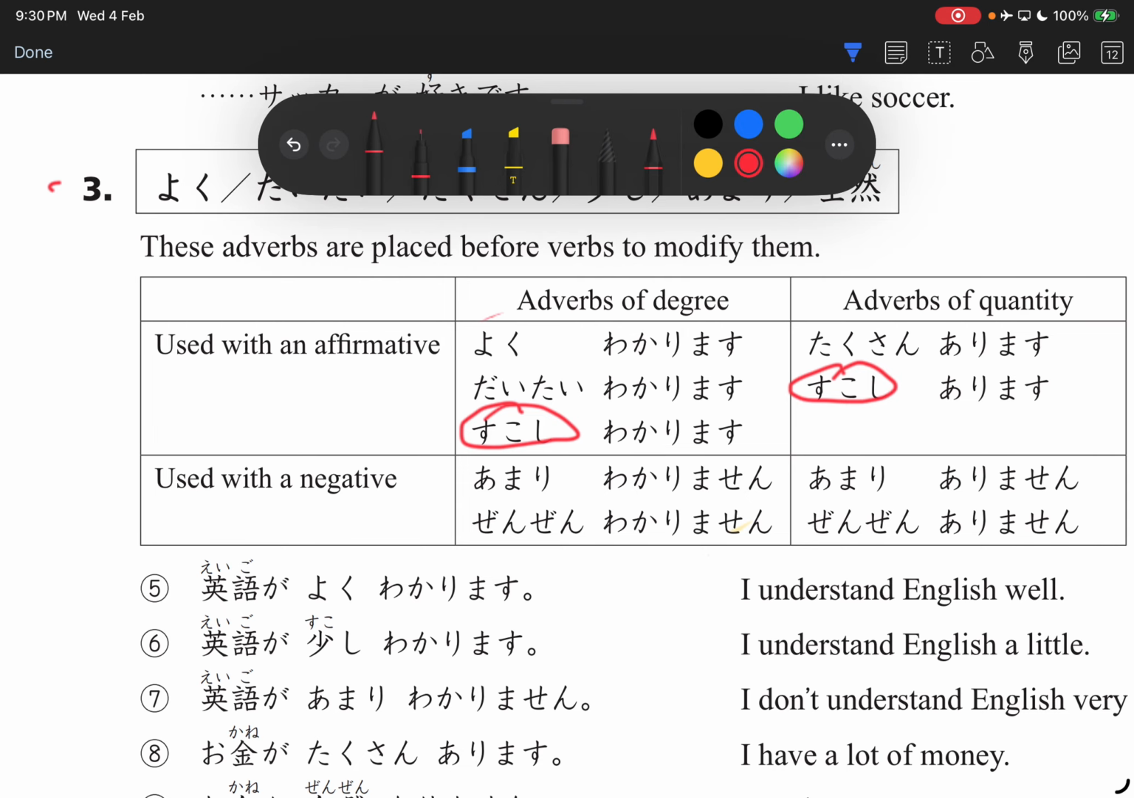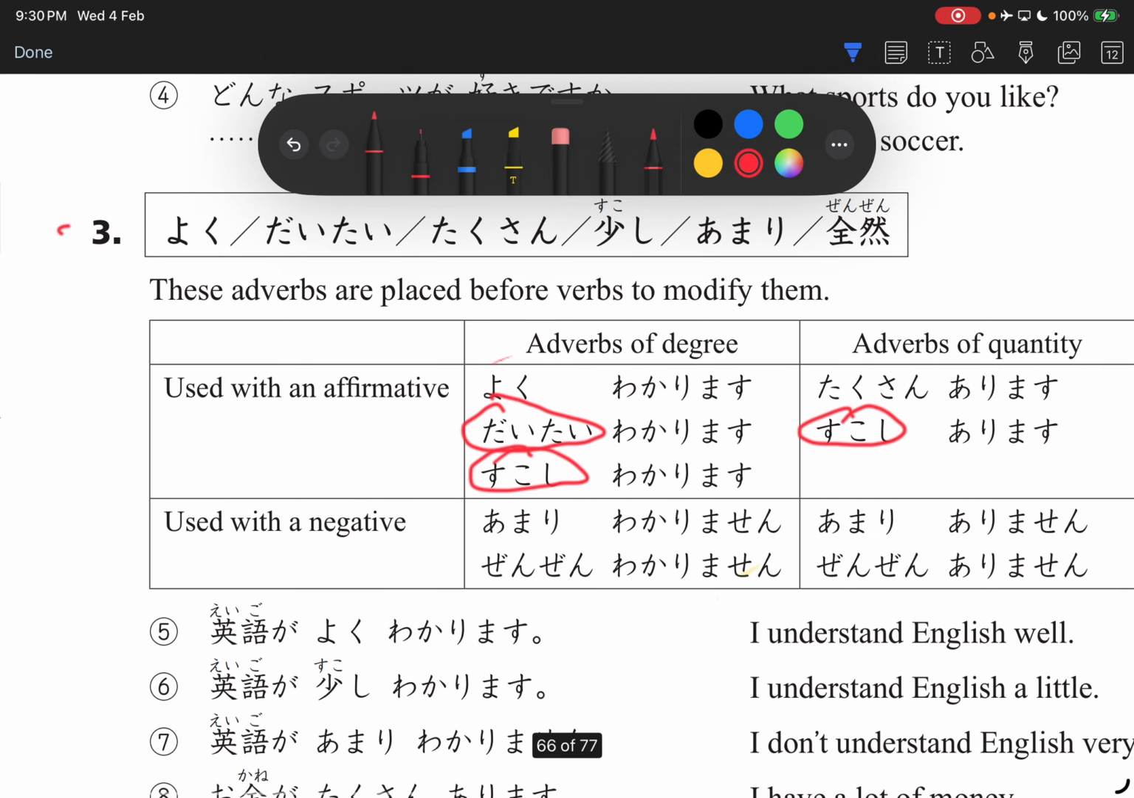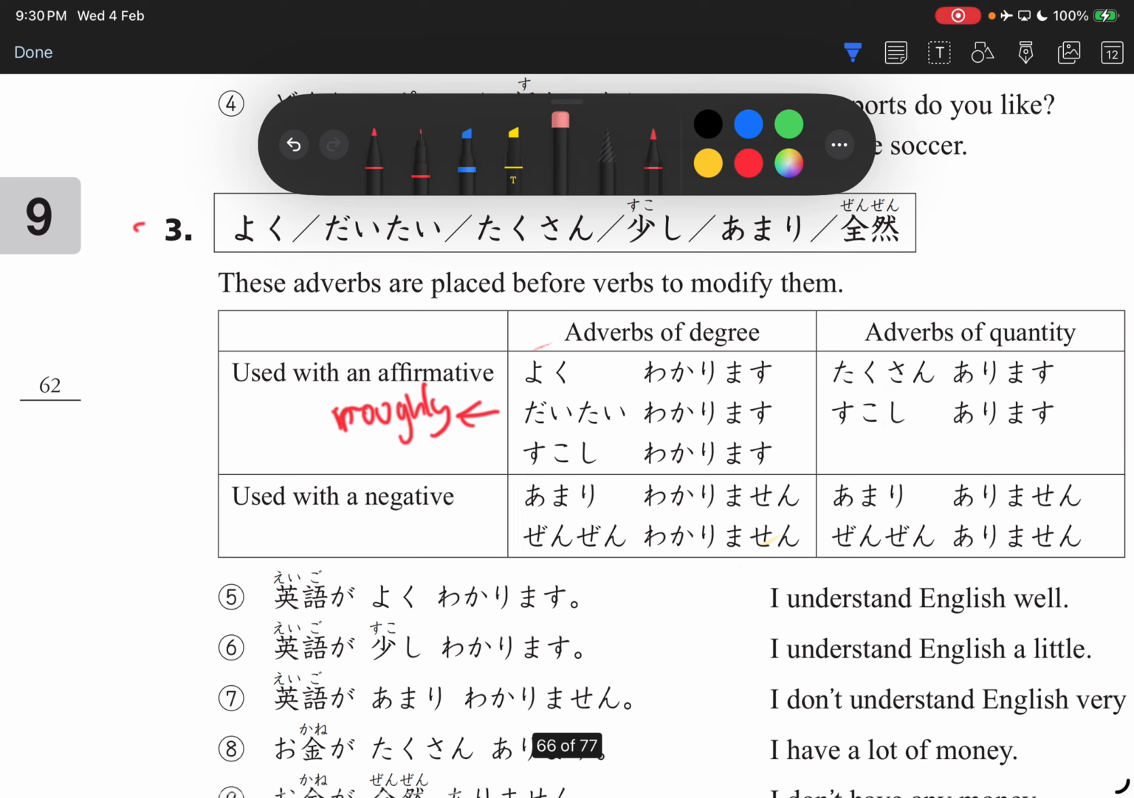Of course, we also have this thing called daitai. Daitai means roughly. Right here. So daitai wakarimasu, roughly understand. Yoku is for degree. Takusan is for quantity. Then for the negative one, you can see amari and amari. Both sides have amari, which means we can use it for both. We can use it for degree, and we can use it for quantity.